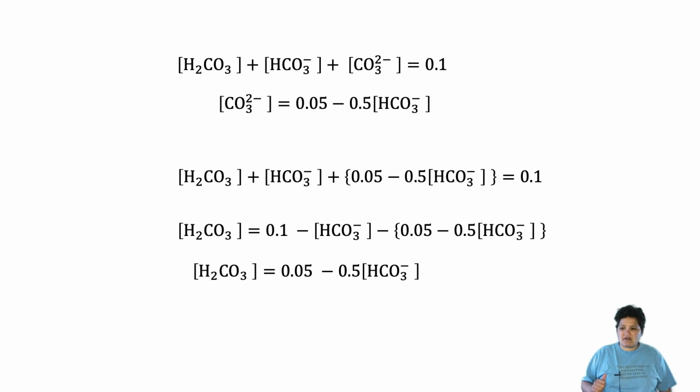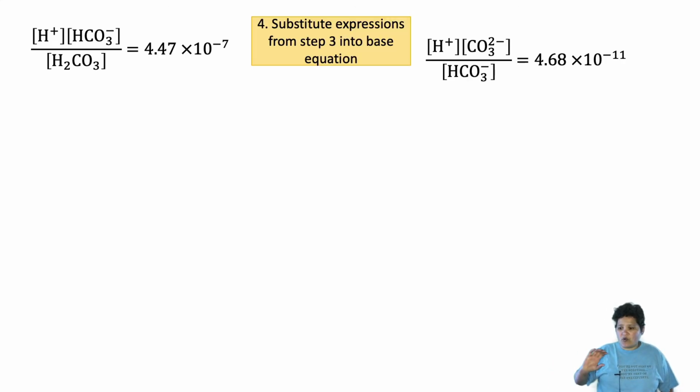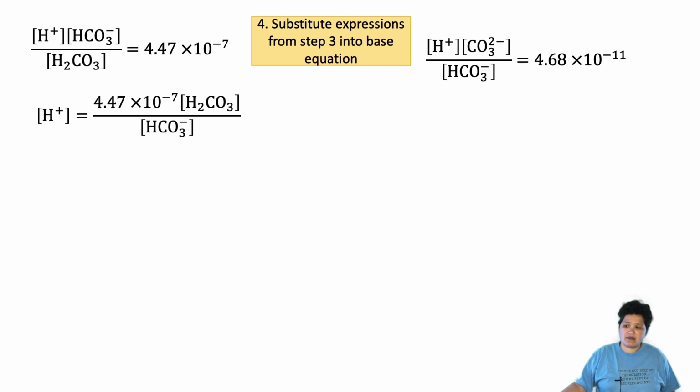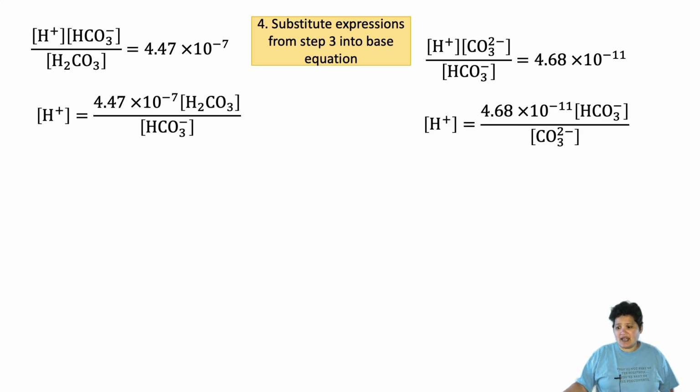Now at this point, now that we have our bicarbonate and our carbonate expressions, I'm going to take the base equations, which are basically our Ka expressions, and I'm going to rearrange them so that we have H plus on one side and everything else on the other. For the first Ka, that would look like this. For the second Ka, that would look like that. And you can see that this is H plus in terms of bicarbonate and one other thing. The equation on the left is in terms of bicarbonate and carbonic acid. The equation on the right is bicarbonate and carbonate.